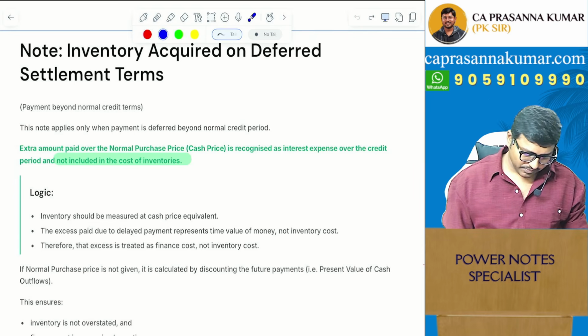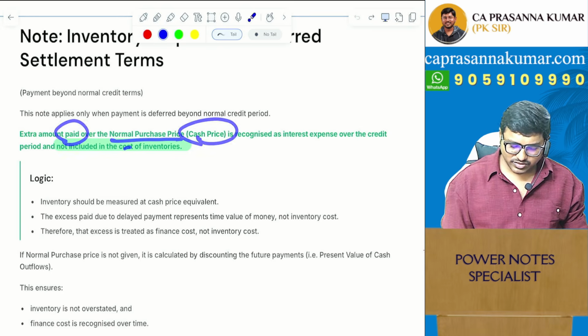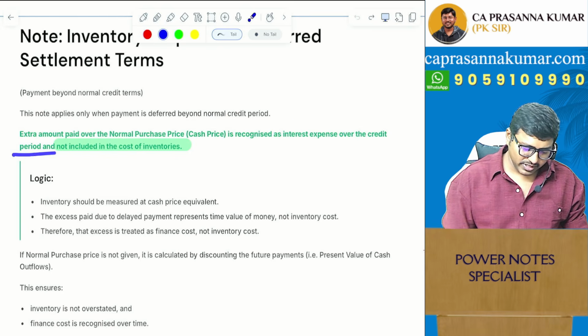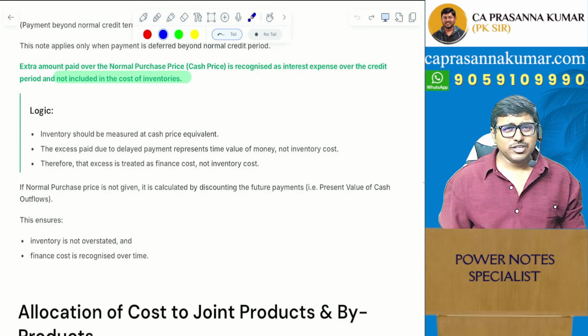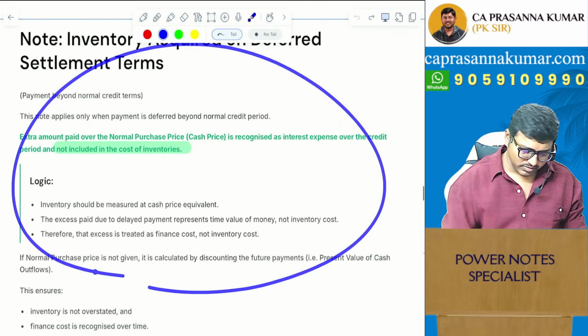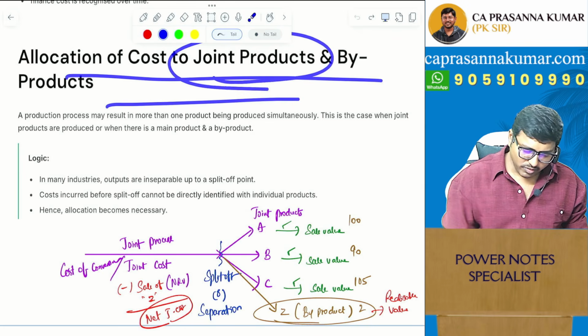That is the logic. Extra amount paid over the normal purchase price, that is the cash price, is recognized as interest expense over the credit period and not included in the cost of inventory. It's pretty simple. So we need to ensure that inventory is not overstated. Simple point. Next. Another case scenario is if there are joint products and byproducts.